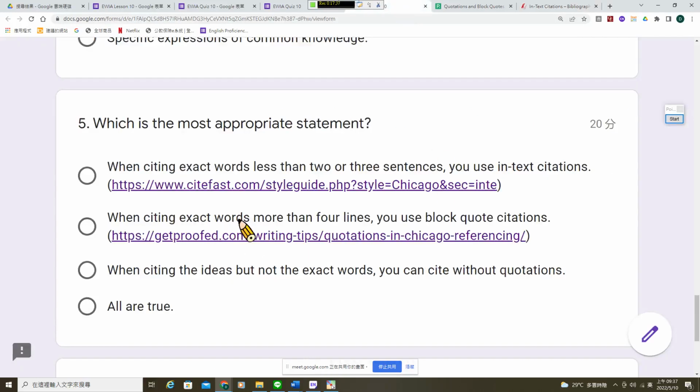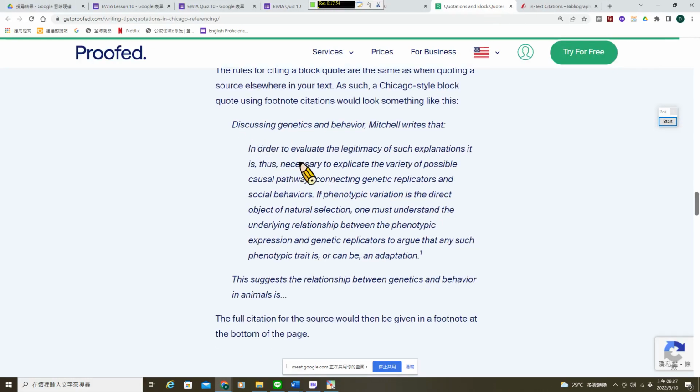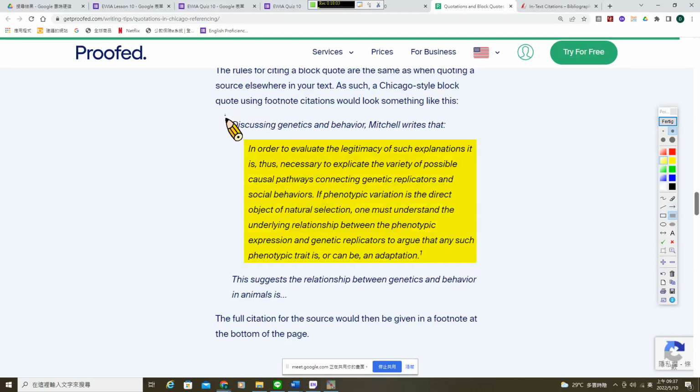And there's another one we call block quote. When citing exact words more than 4 lines, you will use block quote citations. What does block quote citation mean? Well, it means this. This is the so-called block quotation. Let's see this one. We have more than 4 lines, right? This is what we said at the beginning, discussing genetics and behavior. "Michelle writes that." This is the marking boundary for the beginning, and this is the marking boundary for the ending.